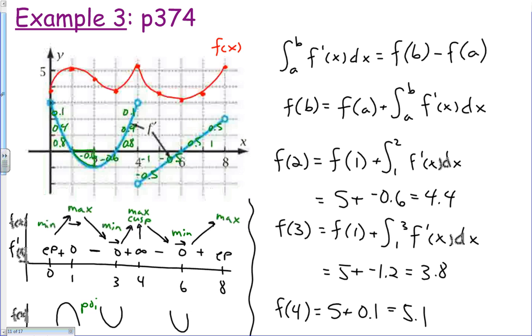Not only am I pretty close on the points that it actually goes through, so I know how far it actually increases or decreases, but I also know the exact shape there, whether it's concave up or concave down as well.